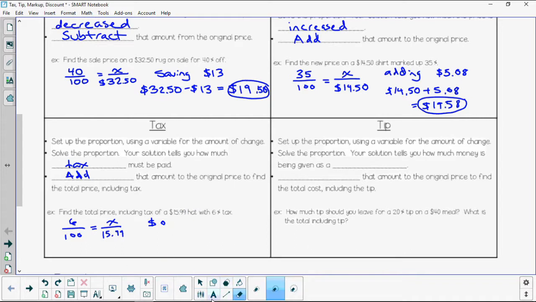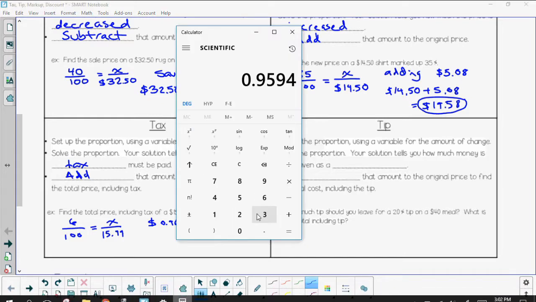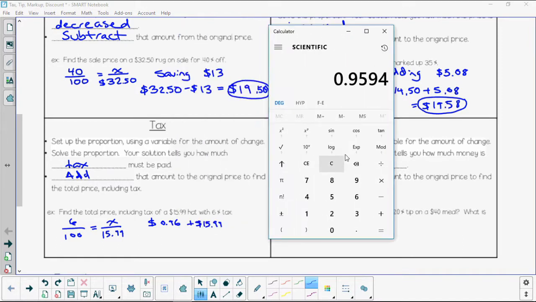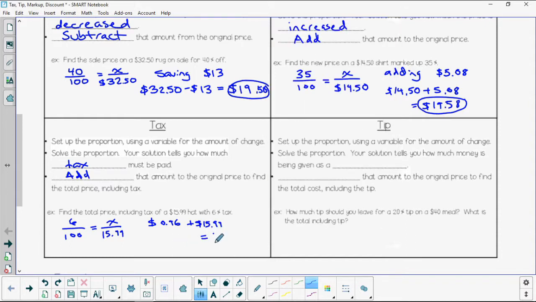96 cents plus the original $15.99. Let's see. So we had 96 cents plus $15.99 is $16.95. That's the total.